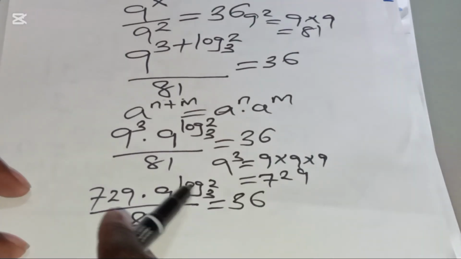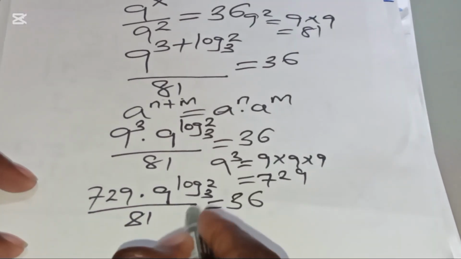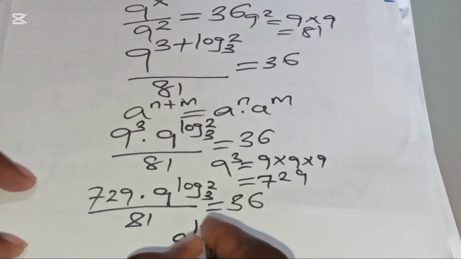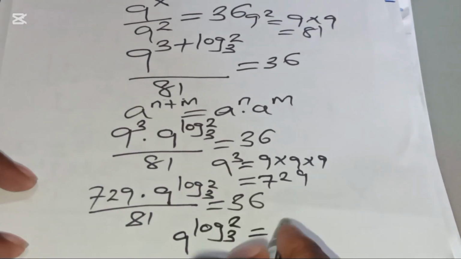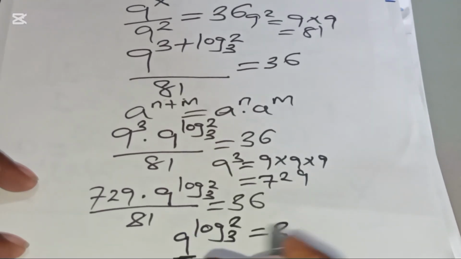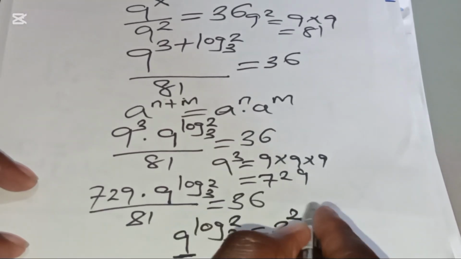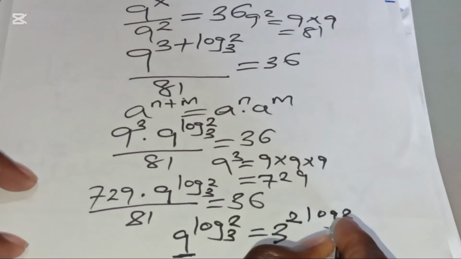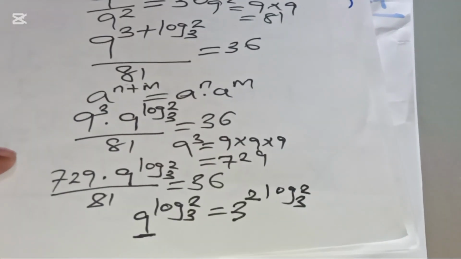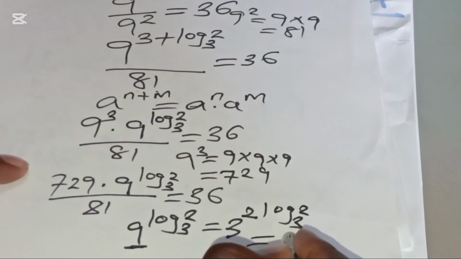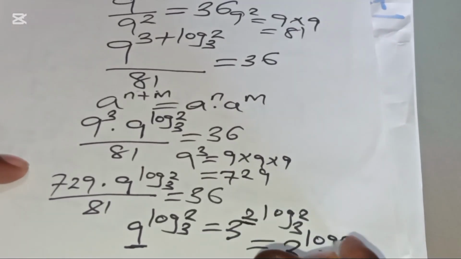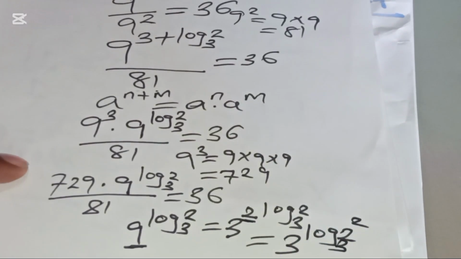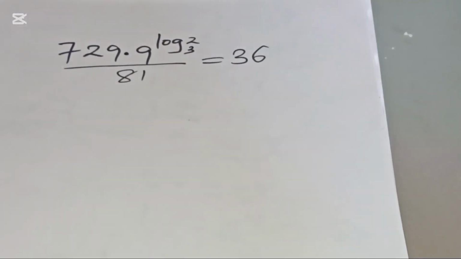Now, 9 raised to power log 2 to base 3 can also be expressed as follows. 9 can be expressed as 3 to power 2, then we'll have log 2 to base 3, which can also be expressed as 3 to power log 2 squared to base 3. We have 729 multiplied by 9 to power log 2 to base 3 is equal to 36 divided by 81.